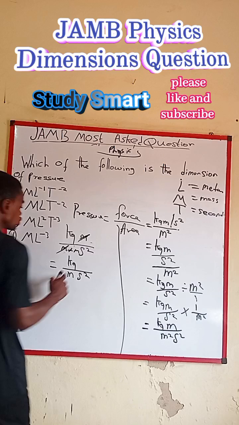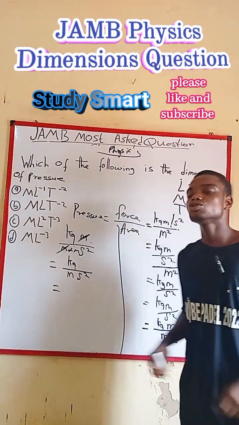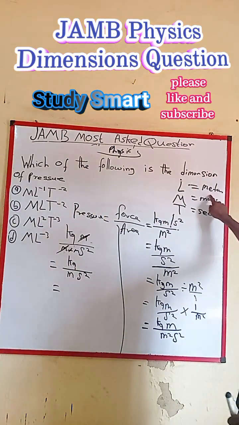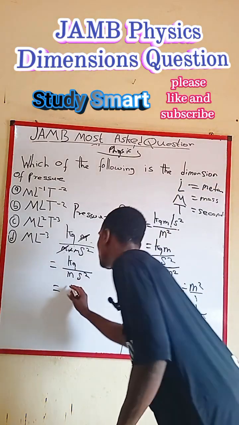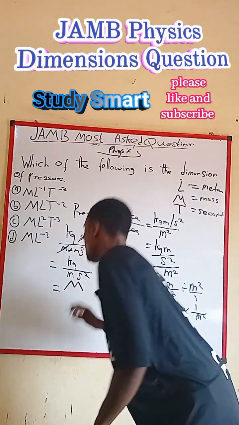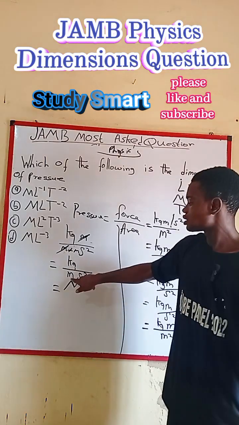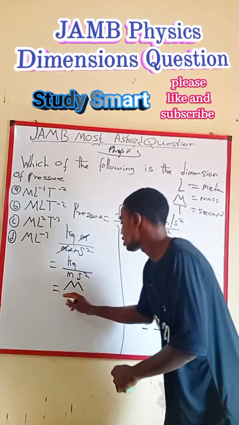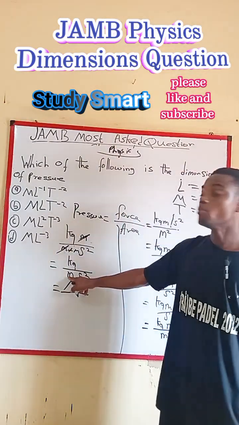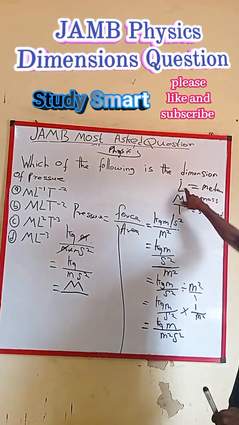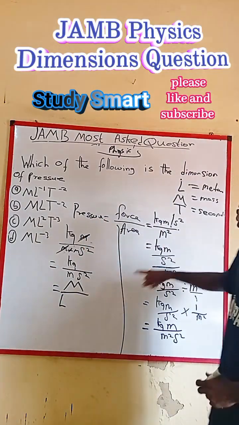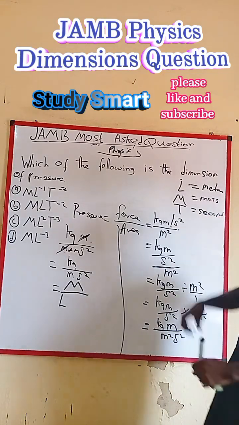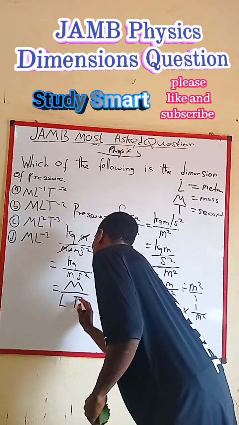Now this is furthermore equals to, what is kilogram? Kilogram is used to measure mass. So I'm going to replace it with M. So here it becomes capital M. What about meter? Meters, represent it with L. What about s square? S square is time. Represent it with T. Now becomes T square.